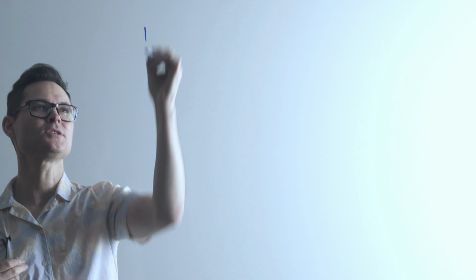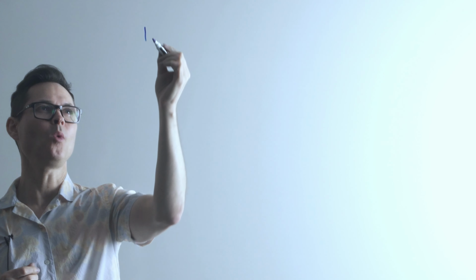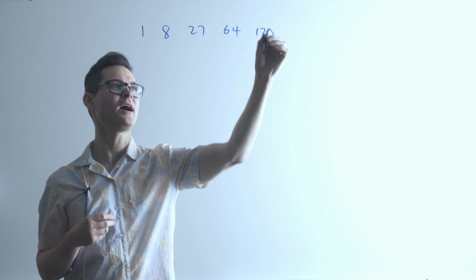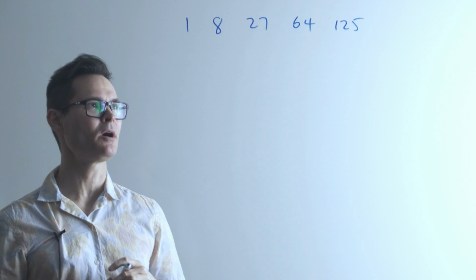Just like we want to know our perfect squares, we want to know our perfect cubes. I usually say to students, know your first 5. So 1 cubed is 1, 2 cubed is 8, 3 cubed is 27, 4 cubed is 64, and 5 cubed is 125. Know those first 5 because they come up an awful lot.